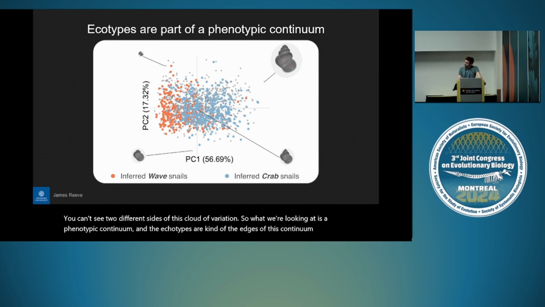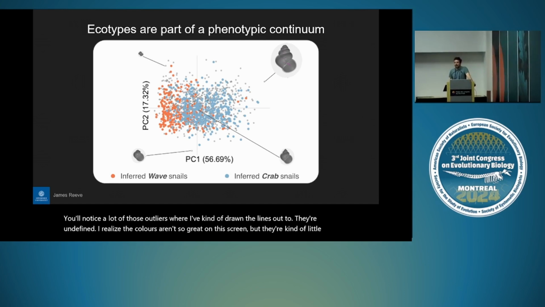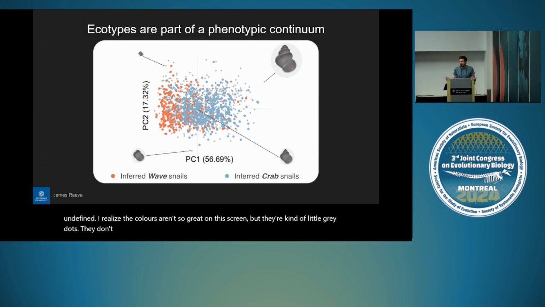Then also, you'll notice a lot of those outliers where I've drawn the lines out to. They're undefined. I realize the colors aren't so great on this screen, but they're little gray dots. They don't really fit one of the two ecotypes. So there's also a lot more things going on here.